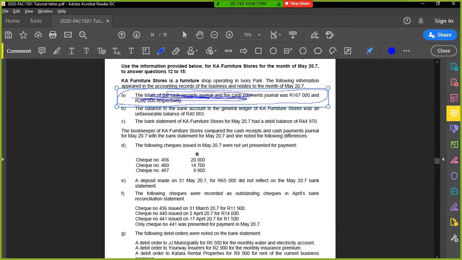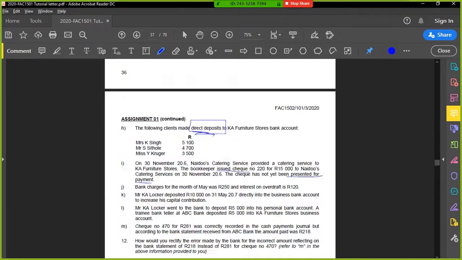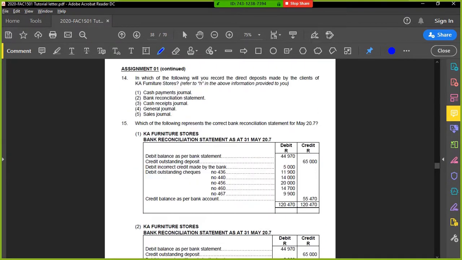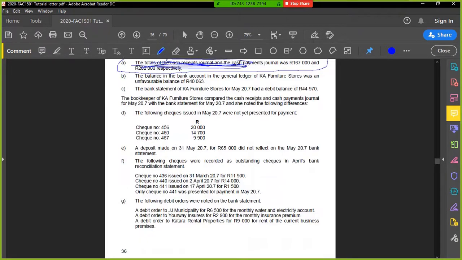The balance in the bank account in the general ledger was an unfavorable balance of 40,063 Rand. Okay, be careful. Look at this point here. It relates to the month of May. Do you see that? So what month are we balancing for? May. Let's just double check that. Where's the question? Here's the question. They need to tell you there, bank statement there. That's what I'm looking for. Right, perfect. So this would be the balance.